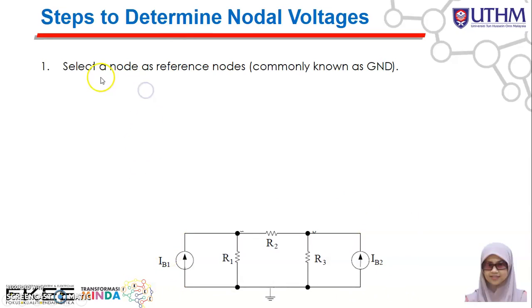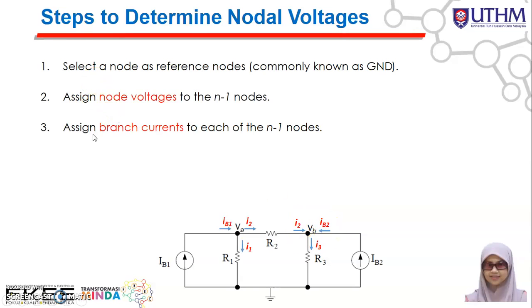Step number 1, you need to select a node as a reference node, which is commonly known as the ground. In this case, we assign the ground to this node. Then you need to assign the node voltages to the n-1 nodes. How many nodes do you have? You have the first node, second node, and third node. So 3 minus 1 is equal to 2. So you need to assign 2 node voltages, in this case VA and VB.